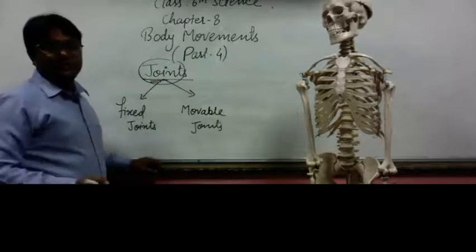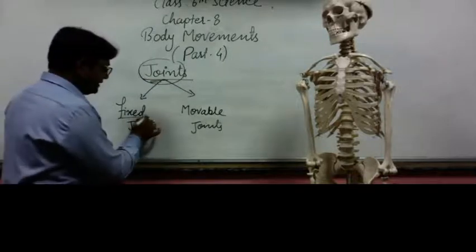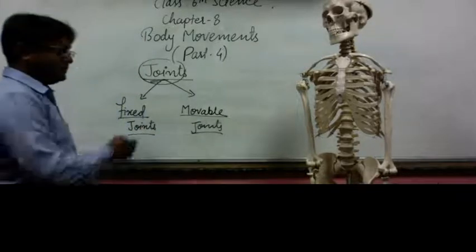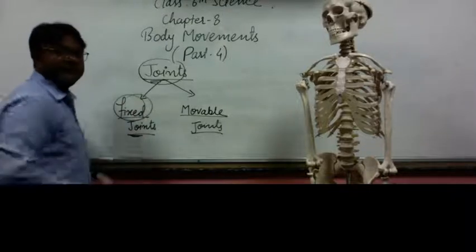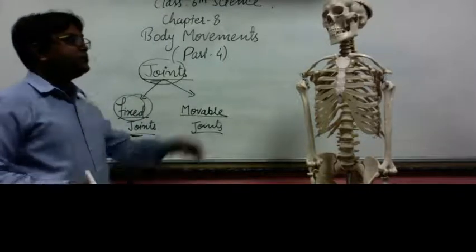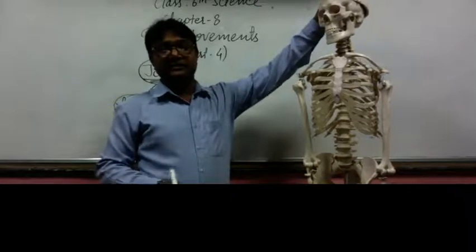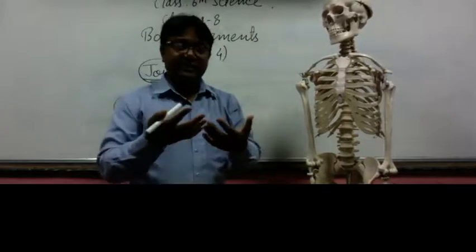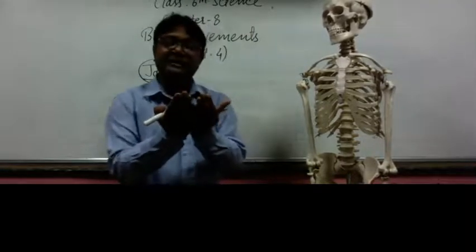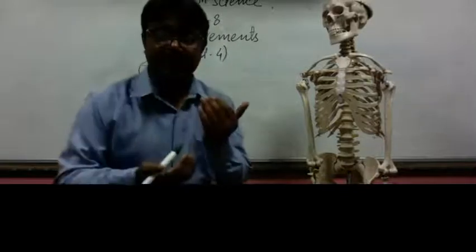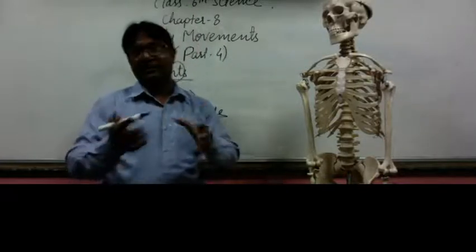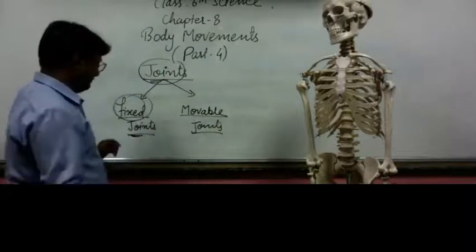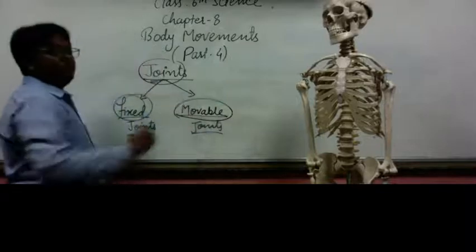Joints are of two types. One is fixed joint, another one is movable joint. Fixed joint, the word itself gives the meaning, the joint which is fixed. If I am talking about the joints in the human skull, at the top, these joints are there. The bones are fused together. They have a meeting place, but they are not movable. They do not move from one place to another, or show any kind of movement between them. Okay, now the next one, the movable joint.